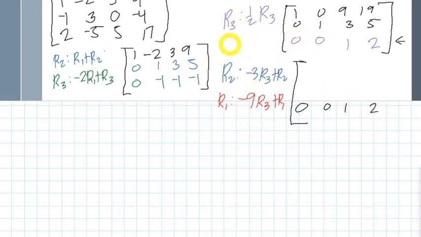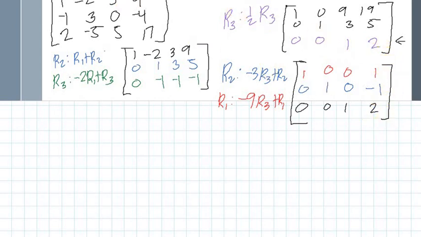First, let's do row 2, from bottom to top. Negative 3 times 0 is 0, plus 0 here is 0, plus 1 here is 1. Negative 3 times 1 is negative 3, plus 3 is 0. Negative 3 times 2 is negative 6, plus 5, negative 1. Then for row 1, negative 9 times 0 is 0, plus 1 is 1 here, plus 0 is 0 here. Negative 9 times 1 is negative 9, plus 9 is 0. Negative 9 times 2 is negative 18, plus 19 is 1.